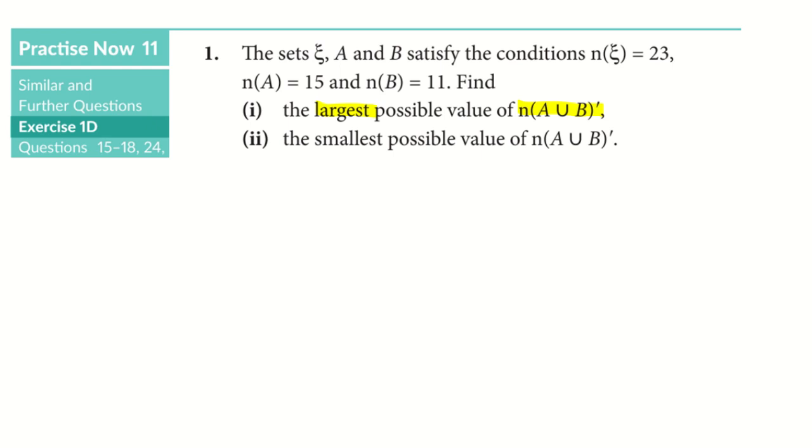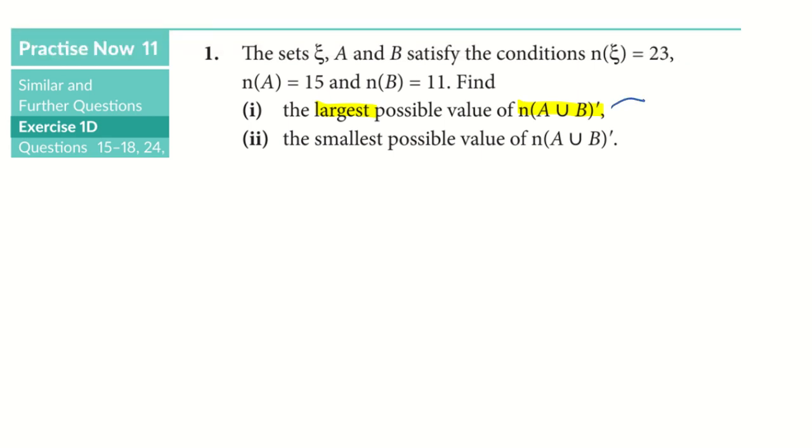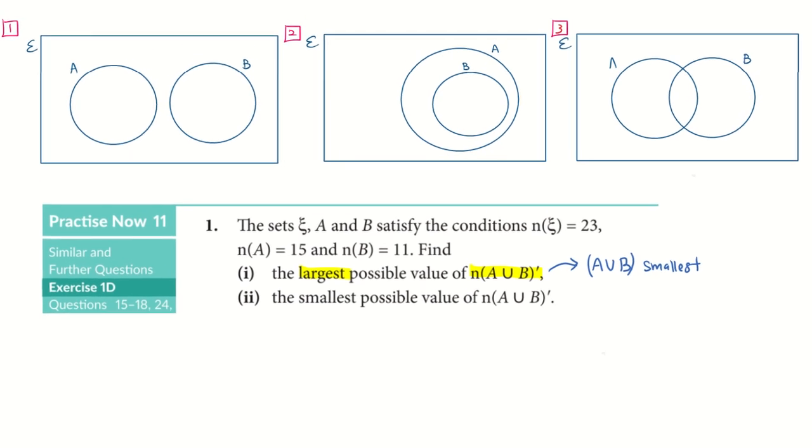When (A union B) prime is the largest, then who is the smallest? Can you tell me something about this? We look at the opposite. If I want the complement to be the largest, then A union B must be the smallest. So I have three scenarios for you. 1, 2, and 3 are different scenarios. Think about it and tell me, when does A union B become the smallest?